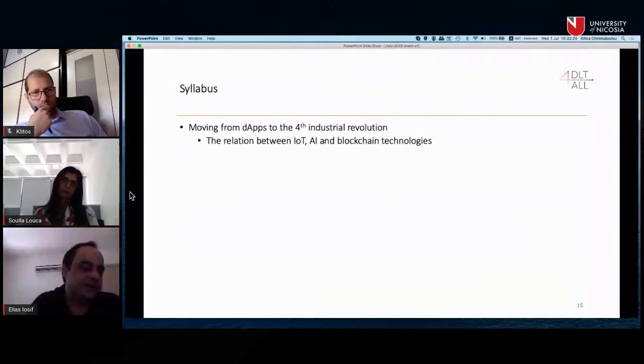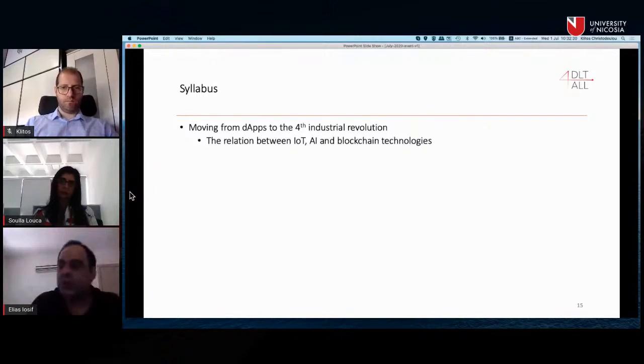IoT refers to interconnected devices, which of course produce and share data. The availability of those data is what machine learning needs. The majority of AI algorithms, the machine learning based algorithms, are data hungry. They need data in order to operate.